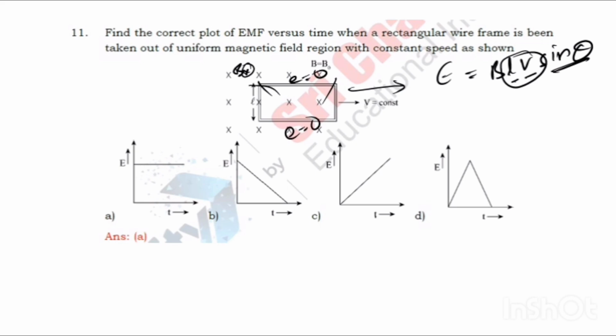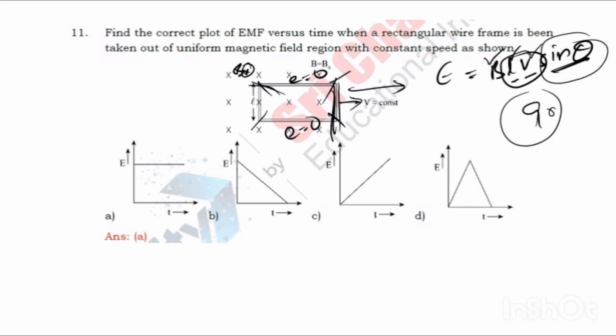There is an EMF in these two conductors only, right? So here B is constant, L is constant, V is constant, and sin theta is 90 degrees because length and velocity are perpendicular here. So all are constant, so EMF is constant at all times, right?